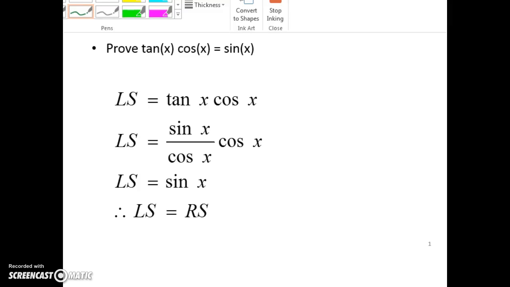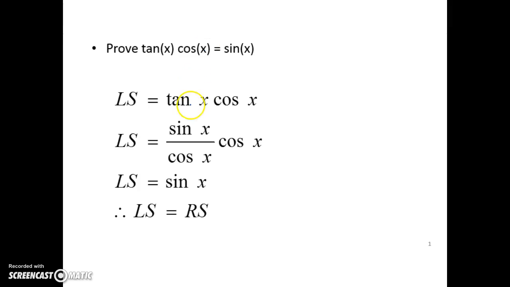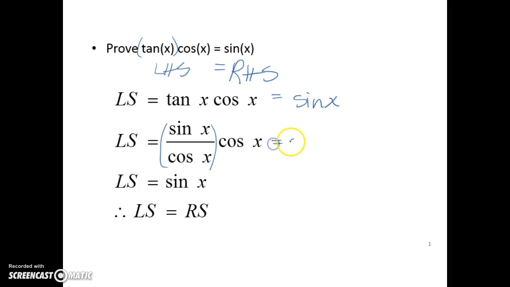So this first example says, prove that the tangent of x times the cosine of x equals the sine of x. This is one where we can use that first technique where all we're going to do is rewrite tangent in terms of sine and cosine. And we're working on the left-hand side. Here's my left-hand side, and it's equal to my right-hand side. I'm not changing my right-hand side at all.